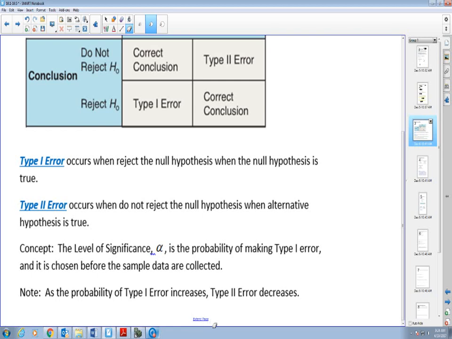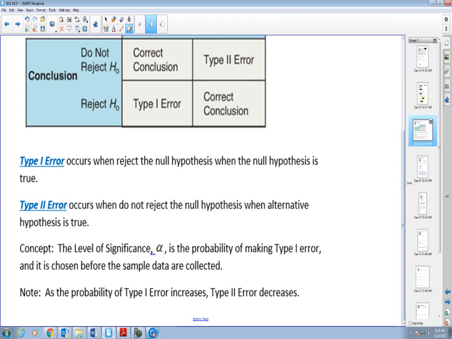So the level of significance alpha is referring to the probability of making the type 1 error. It is chosen before the sample data are collected. All these problems will actually give you the level of significance. They're going to choose that level of significance first before they begin the test.